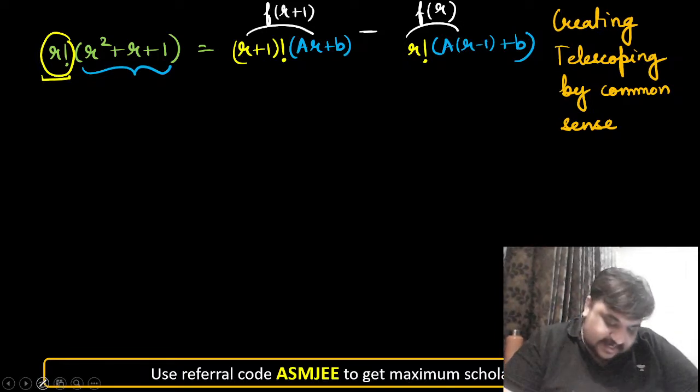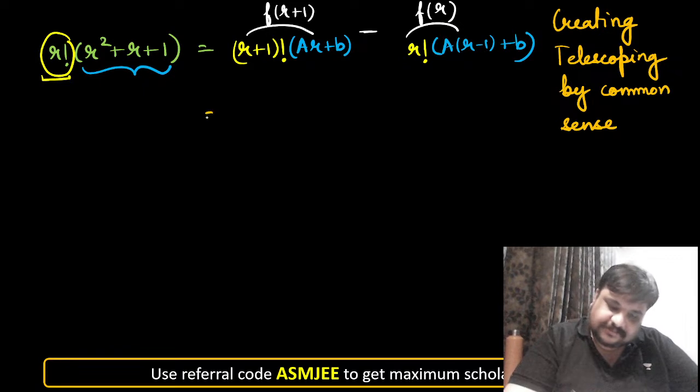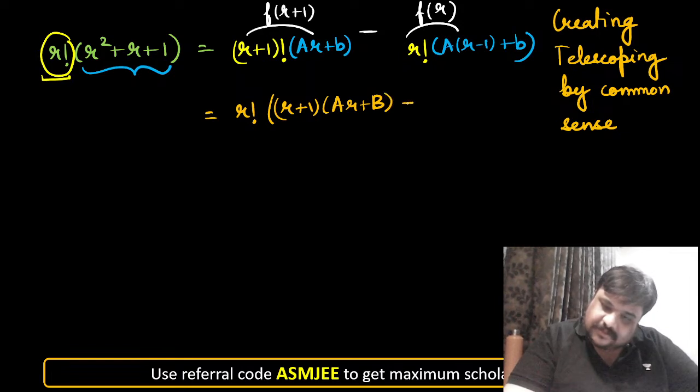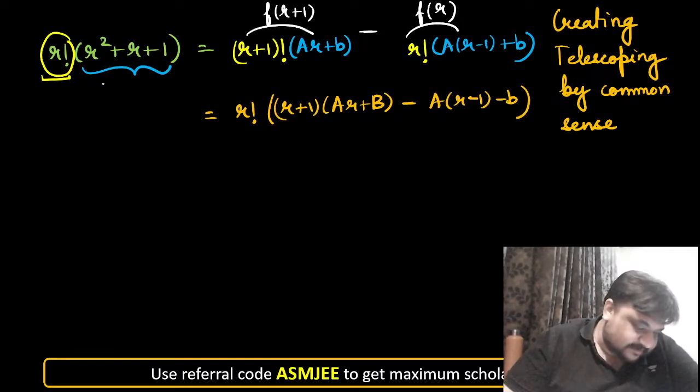Now how to find a and b? How to find a and b? It's very simple. You just have to compare. R factorial is in both places. If you take r factorial common, now (r plus 1) into (ar plus b) minus (a times (r minus 1) plus b), and this should be equal to r square plus r plus 1.